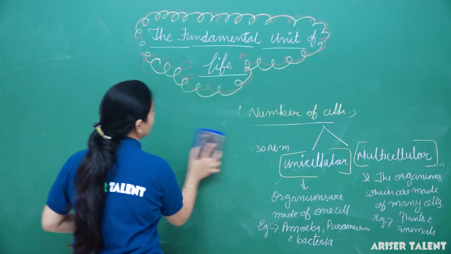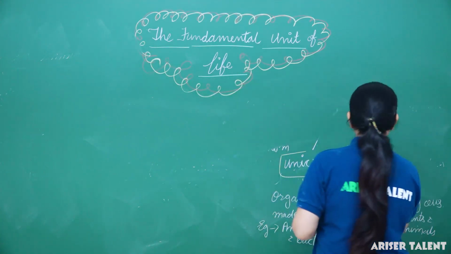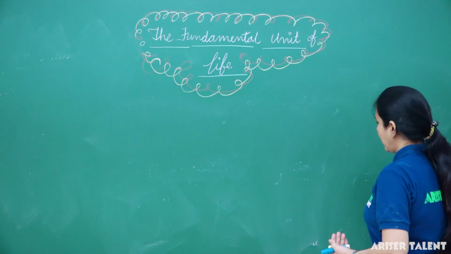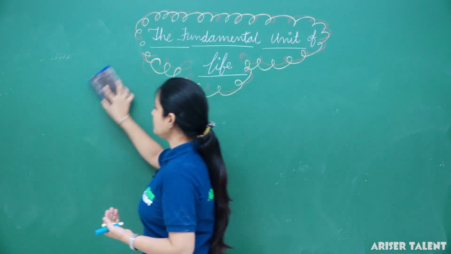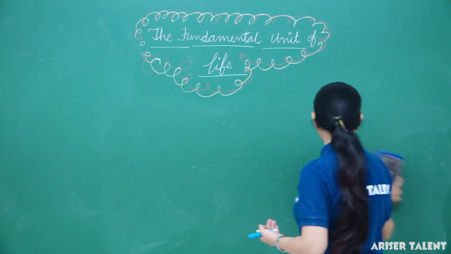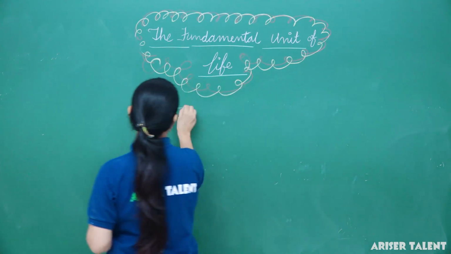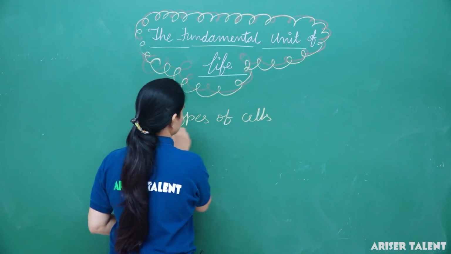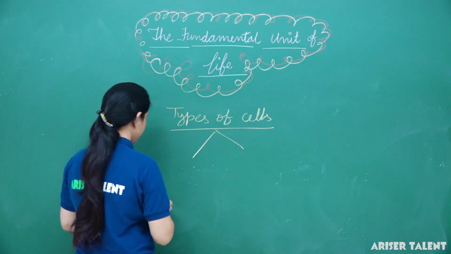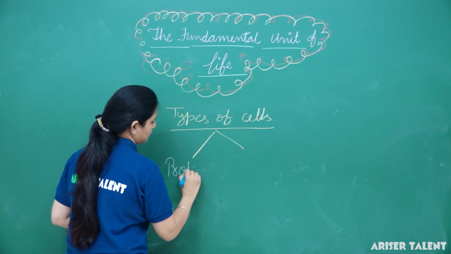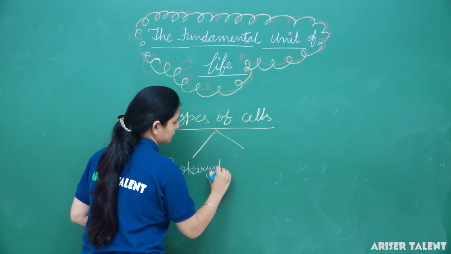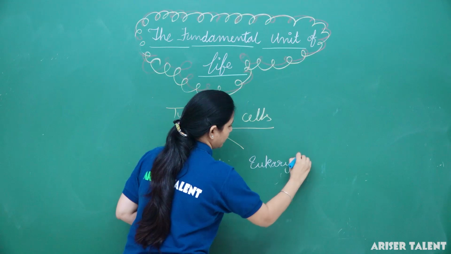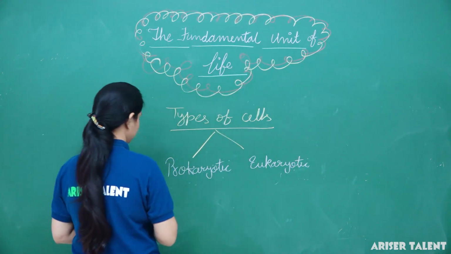Now, we will talk about the type of cell. So, on the basis of types, cells are of two types, prokaryotic and eukaryotic cell. Now, we will talk about types of cell. Generally, two types of cells are there, prokaryotic and eukaryotic. Okay.